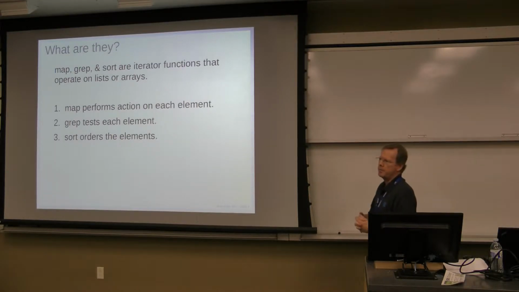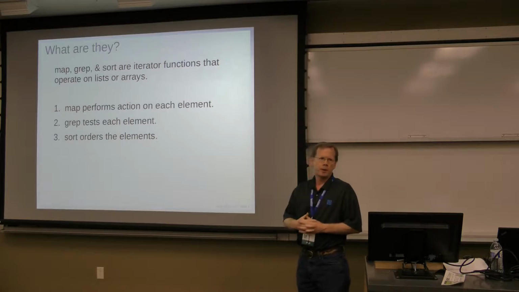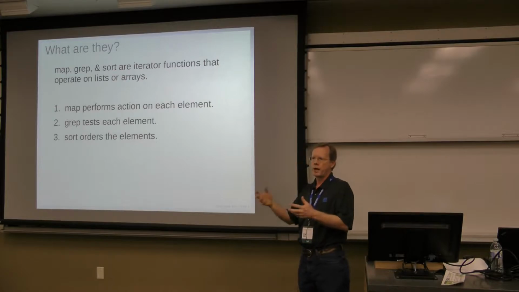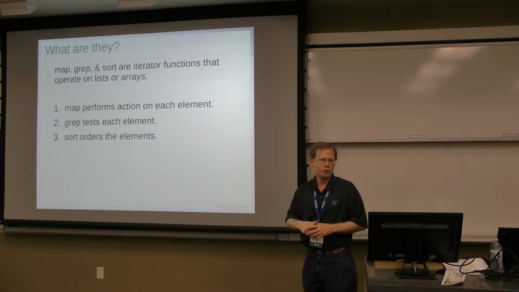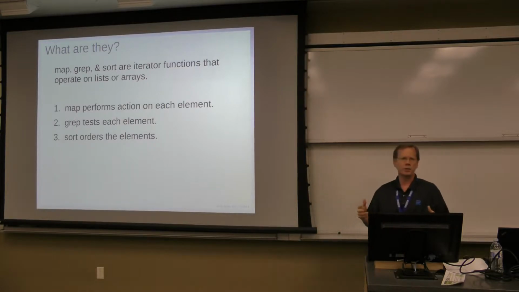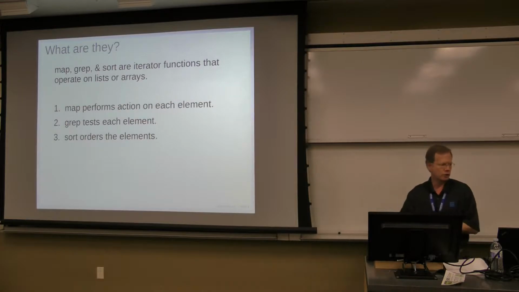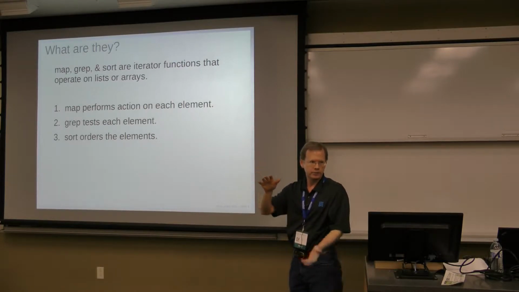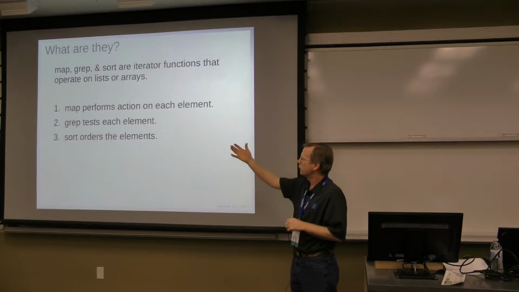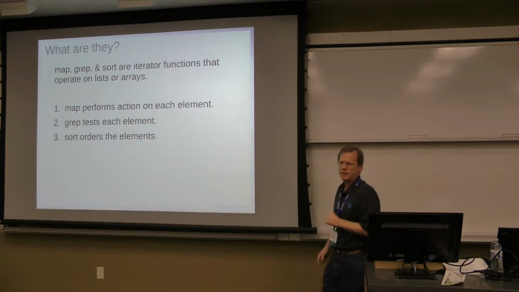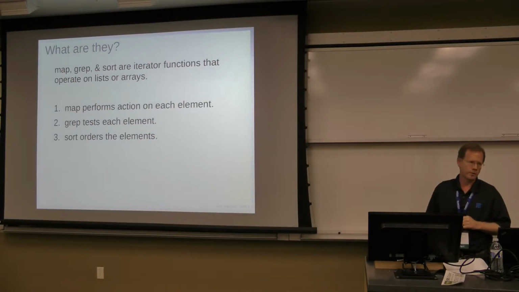So basically, map, grep, and sort are pipeline type functions where they accept as an argument an array or a list of things, and they return you a list or an array of things. And the cool thing is they operate on them and do things with them. So map performs an action on each element. That action can be very long and complicated. It can be very simple, just a single item. Grep tests each element. And then sort will order them for us.